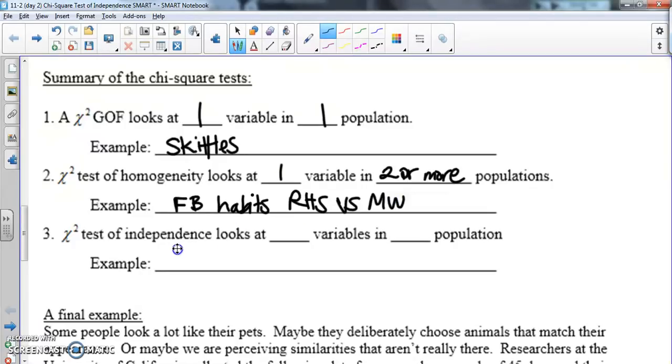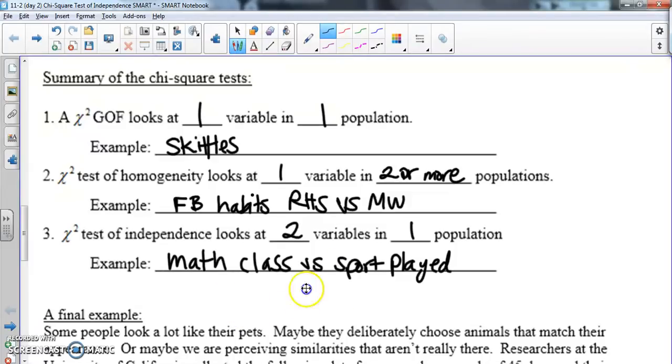Now, with the chi-squared test of independence, in the first video we looked at two variables in just one population. We only took one sample, but we looked at two pieces of information within that one sample. The example that we did just a little bit ago was math class versus sport played. We asked one sample of high school students, but we collected two pieces of information, math class and sport played, and we compared the two.